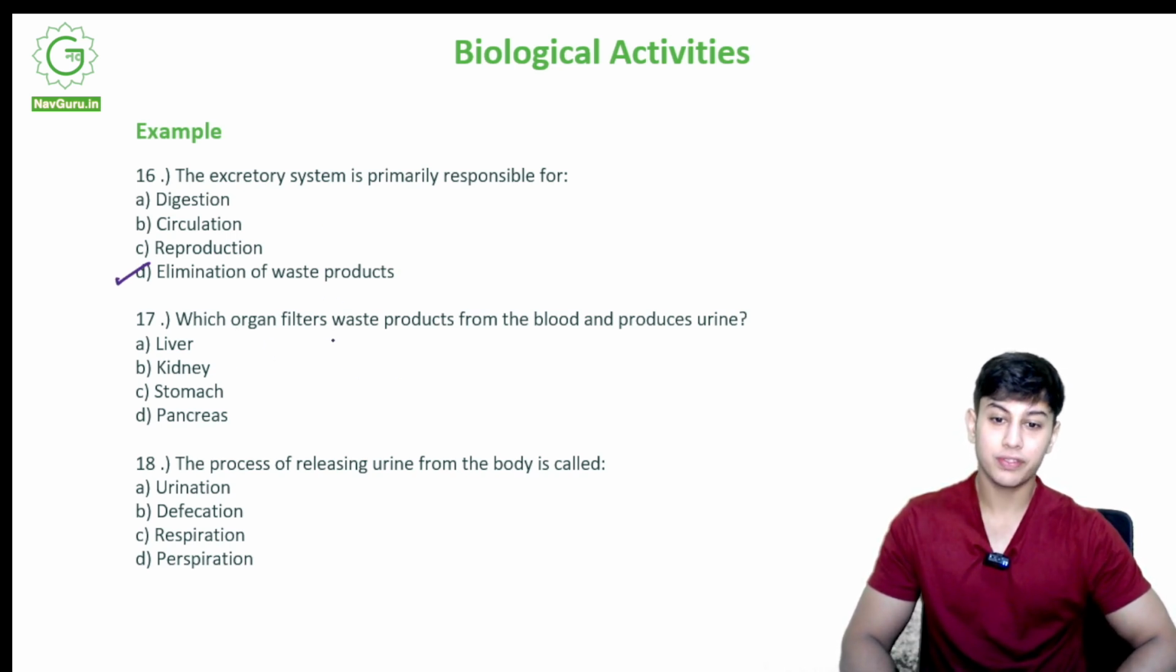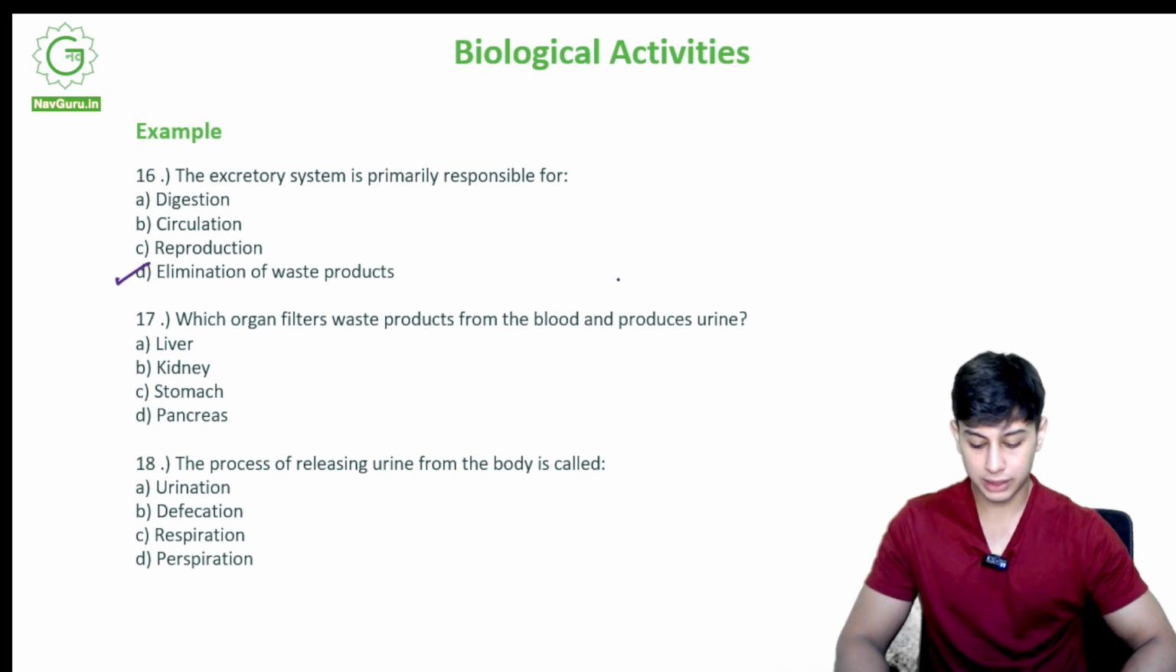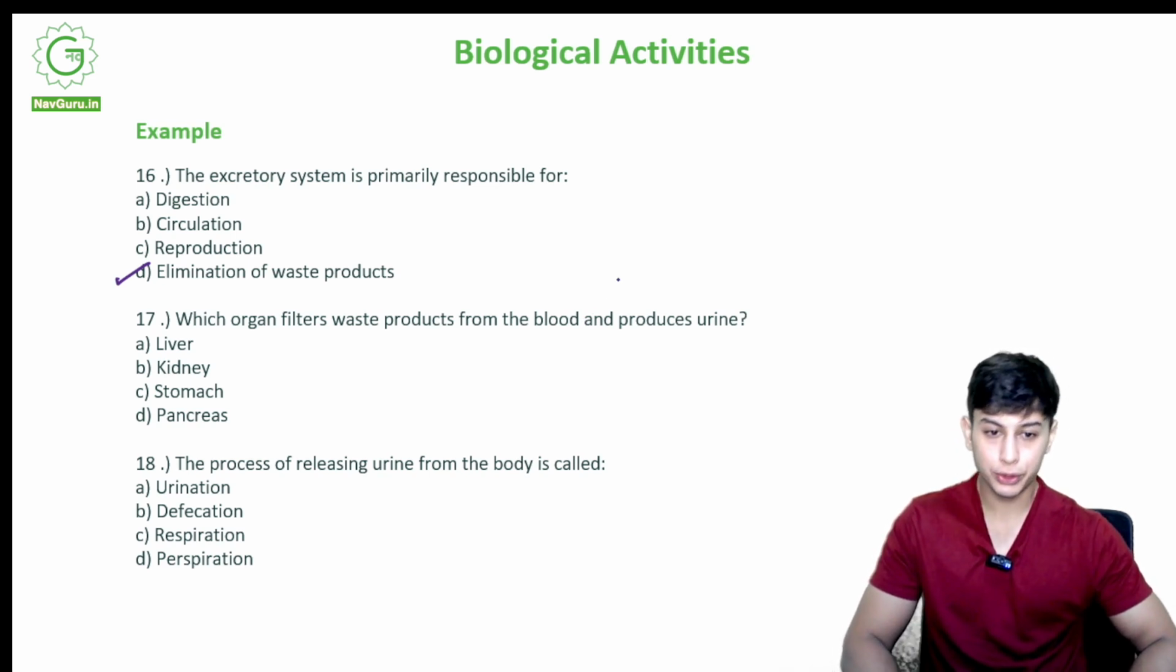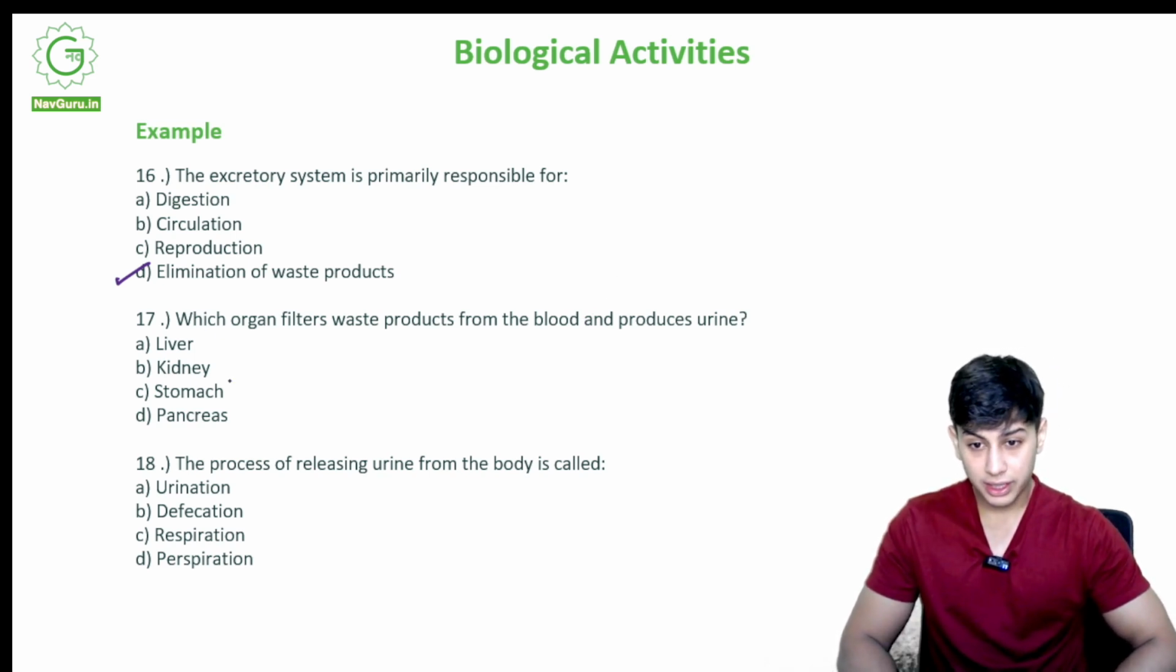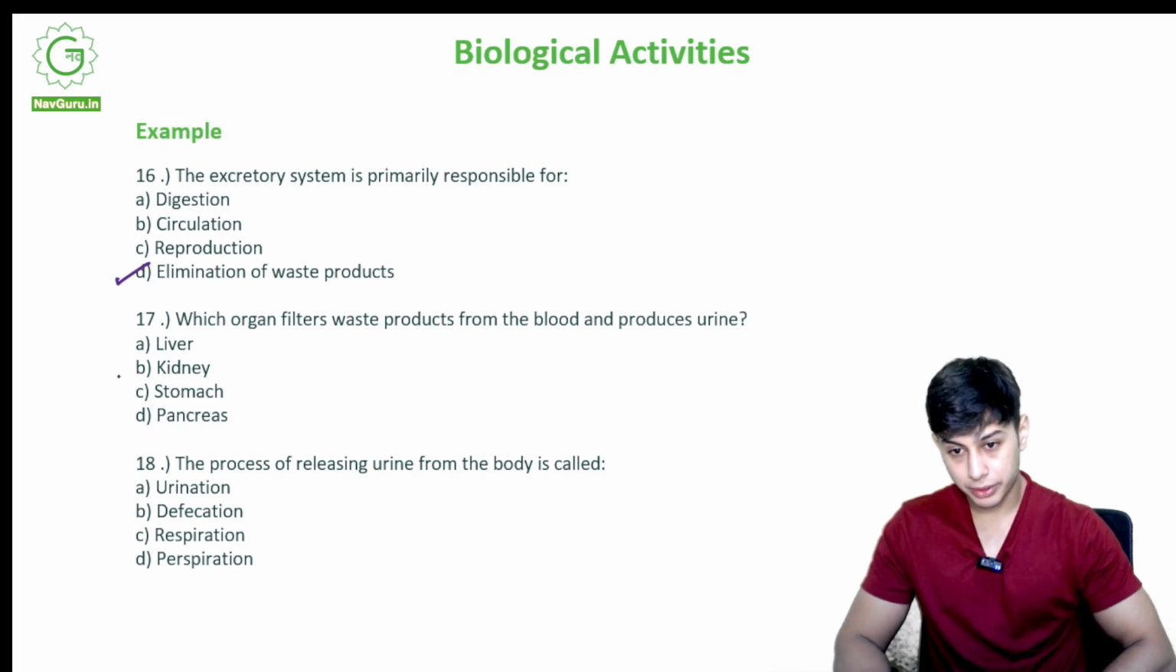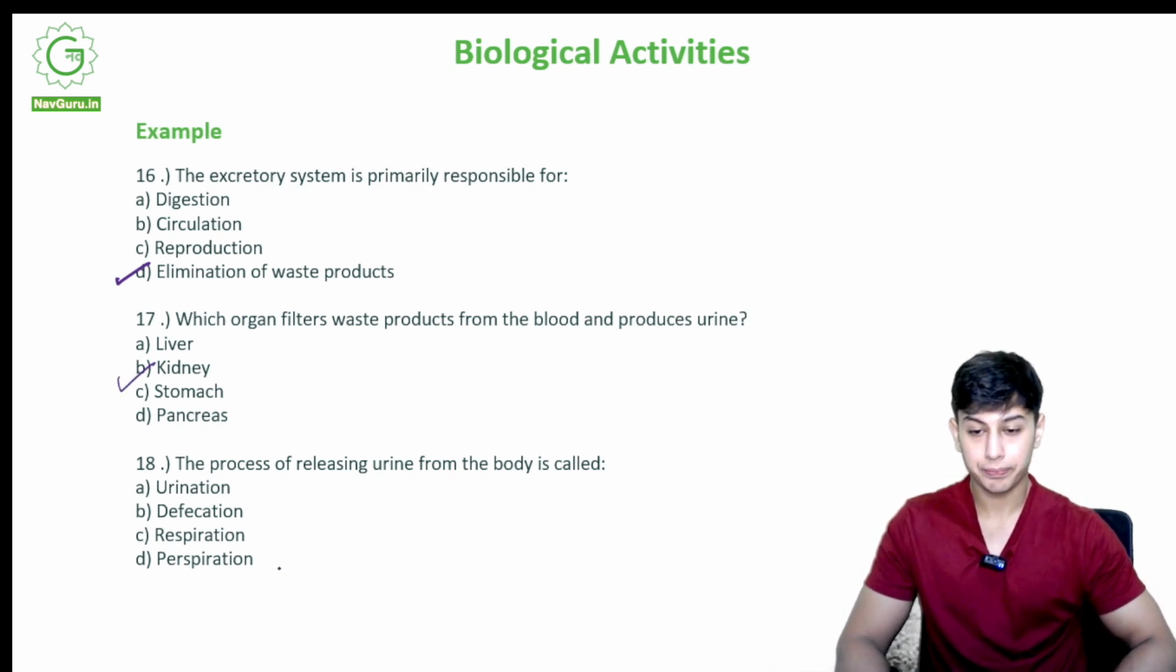Which organ filters waste products from the blood and produces urine? So this organ filters waste from the blood. So whatever impurities are there, they will be taken from the blood and it produces urine. Alright, so that waste product will be converted to urine. Liver, kidney, stomach, pancreas. Correct option is option B, kidney.